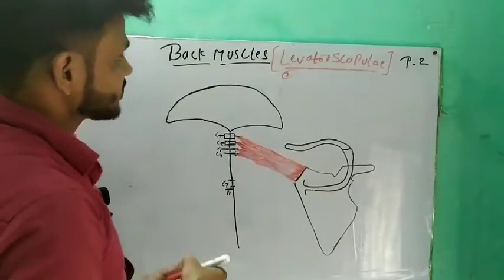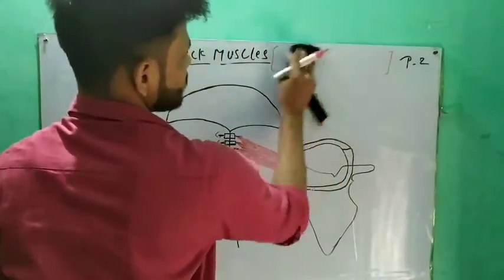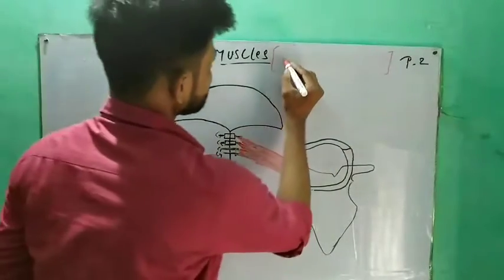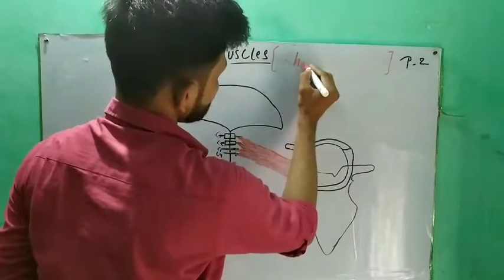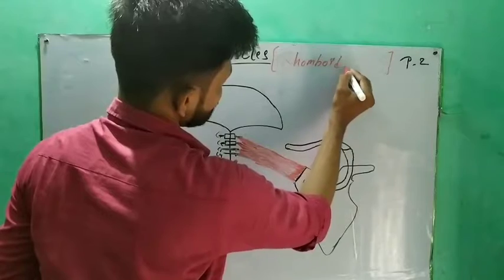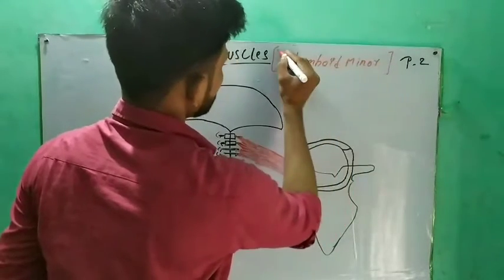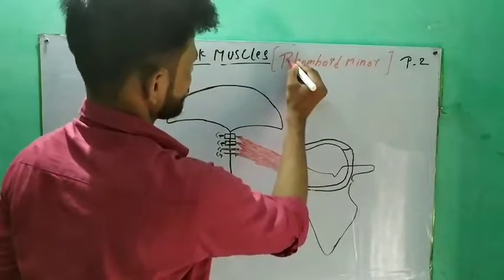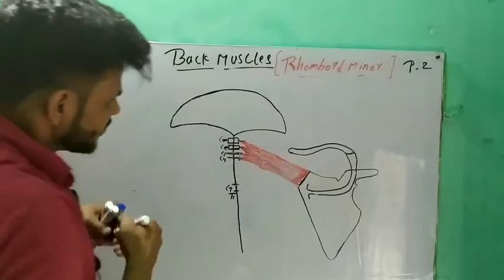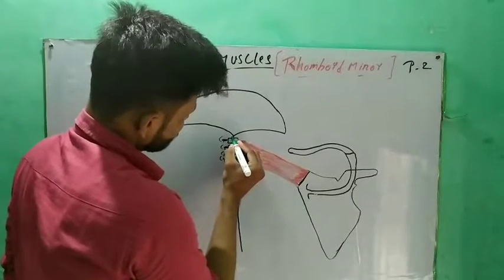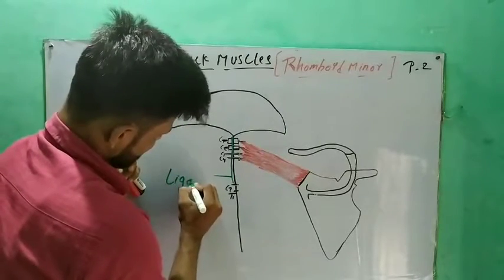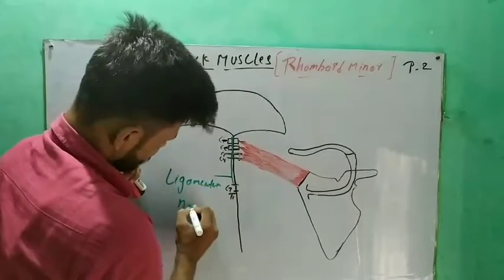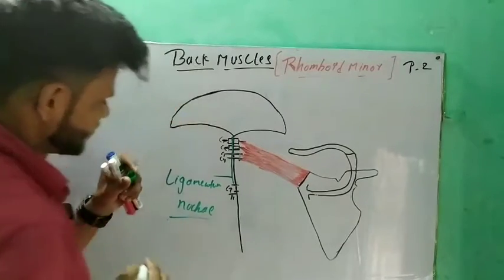Now talk about the third muscle which is the rhomboid minor. Origin of the rhomboid minor. Firstly, ligamentum nuchae is from C1 to C7. This is the ligamentum nuchae.